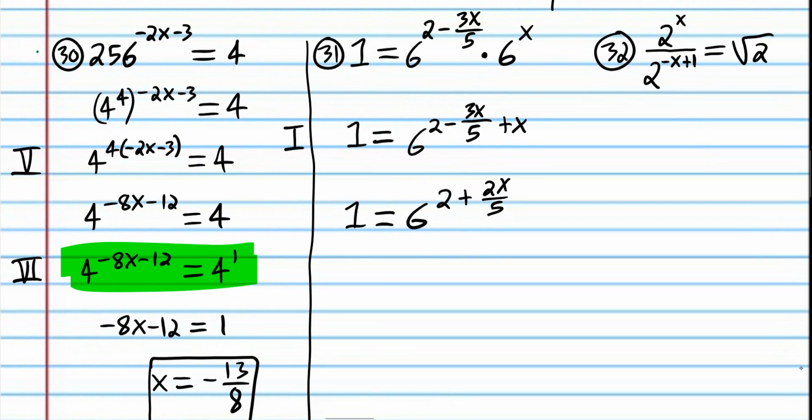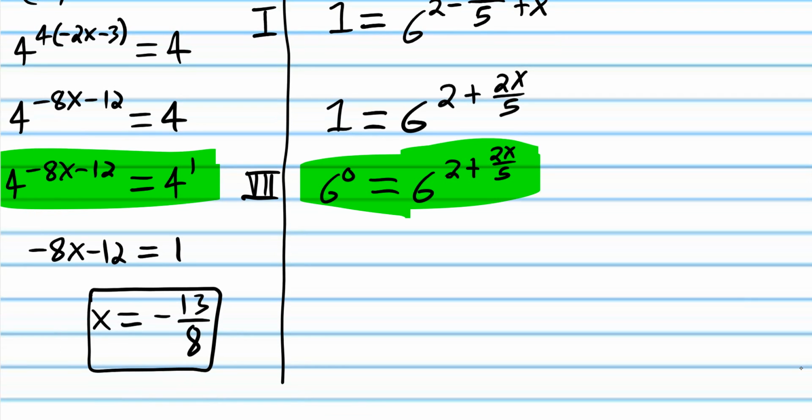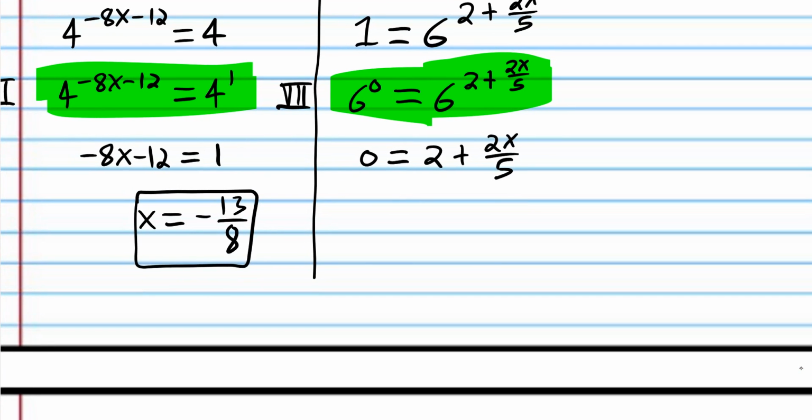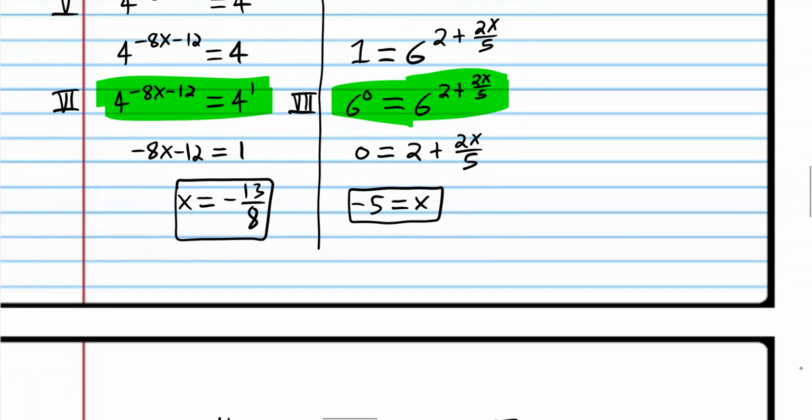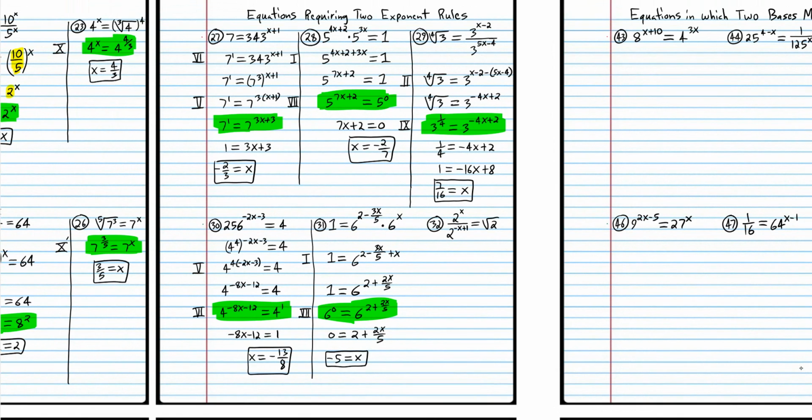Then we're going to use rule number 7 to turn that 1 into 6 to the 0 power. And now we're at the critical stage. So we can get rid of the bases, and we know 0 must be equal to 2 plus 2x over 5. And we get negative 5 is equal to x. So if you got that answer, good job. Okay, go ahead and try number 32. Use number 29 to help you. And when you come back, we'll do it together.